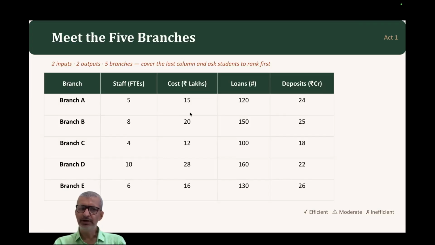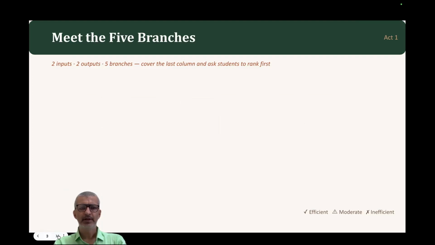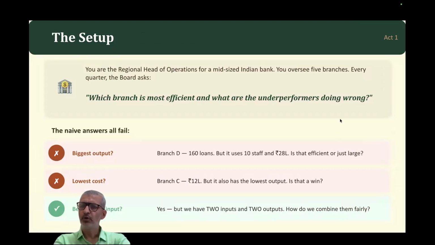Now, looking at this, again, going back to the previous slide, if you see, now, would you consider the biggest output branch as the best branch? So branch D is the biggest branch in terms of number of loans. 160 loans are processed, but it uses 10 staff members, whereas there are branches which have lesser number of staff members, and the cost is 28 lakhs.